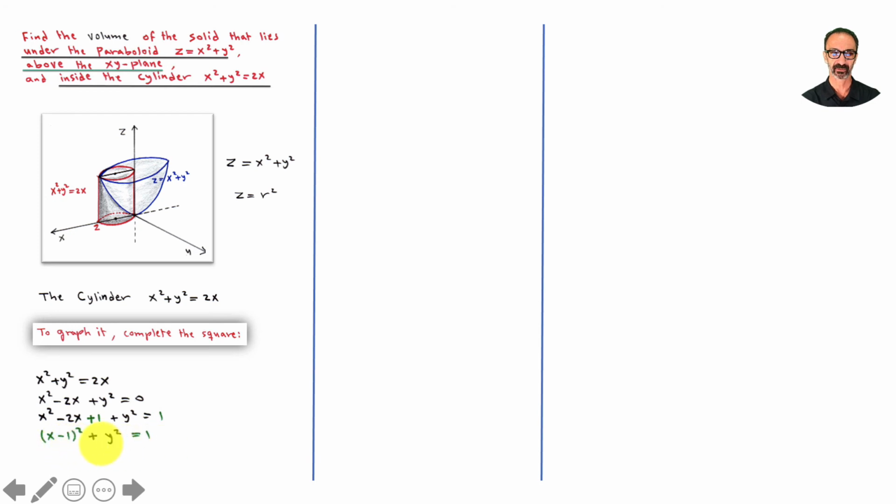How do you graph this? Well, it looks like a circle shifted to the right 1 unit, but the y did not shift, with a radius of 1. That's the graph. Shifted to the right 1 unit with a radius of still 1, but the y did not shift. Okay. So that's the base of the cylinder. In 3 dimensions, it's going to go up with the z and down with the z.